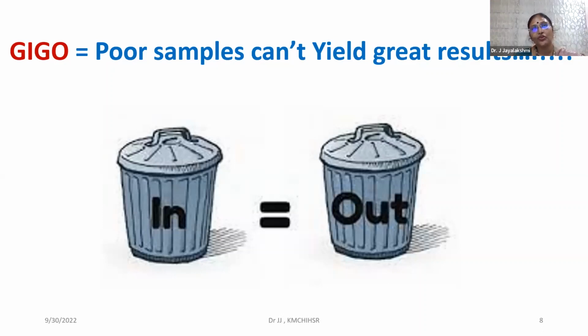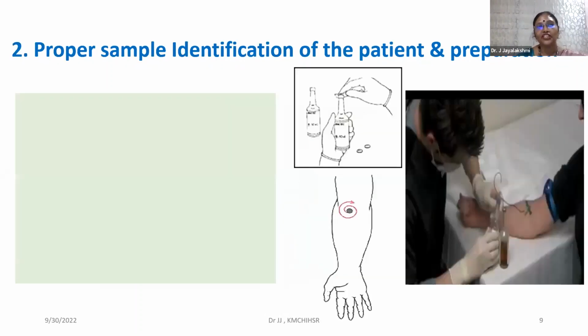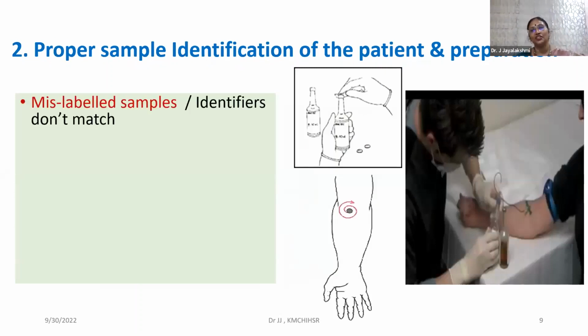If you're going to do it on a wrong sample or a poorly collected sample, the whole exercise is going to be a waste and a lot of money going into the drain. So you need to understand that your sample collection is going to be the priority in all of these cases. So proper sample collection, and the second variable that we're looking at is proper identification of the patient as well as preparation.